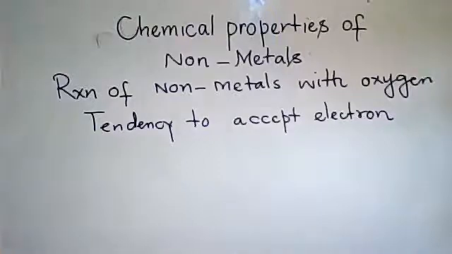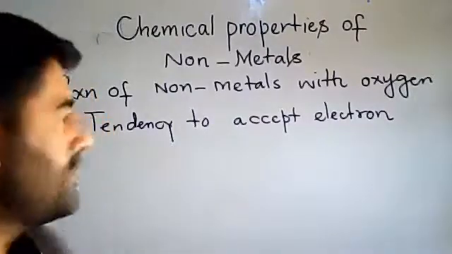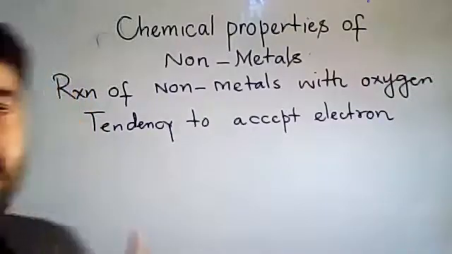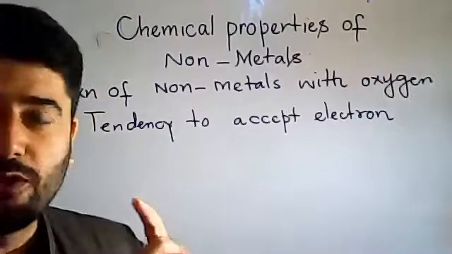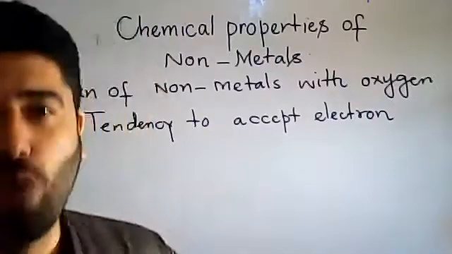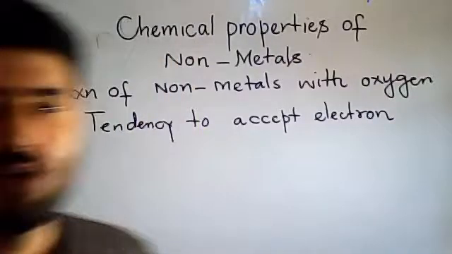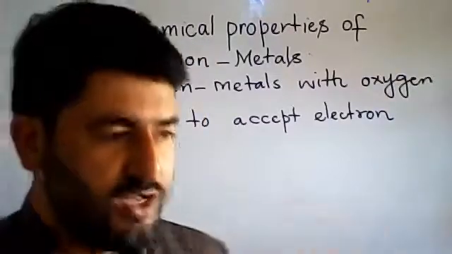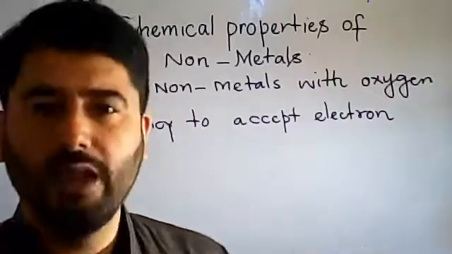It means their outermost shell is incomplete. And to complete their octet, usually the non-metals will complete their octet. They will complete their octet. In order to complete their octet, they will just accept electrons. It is very difficult for them to lose electrons because they are having 4, 5, 6, 7 electrons in their outermost shell. So they will need 4, 3, 2, 1, etc.